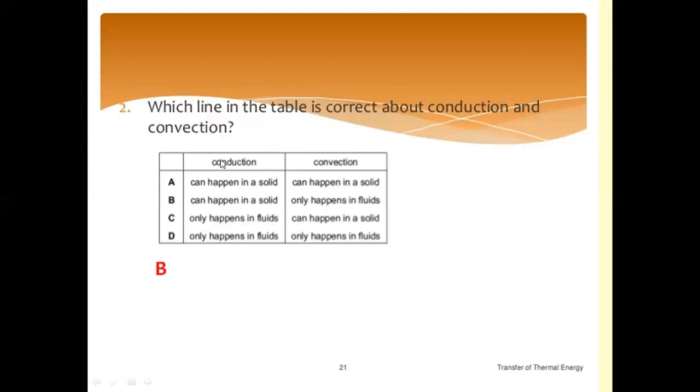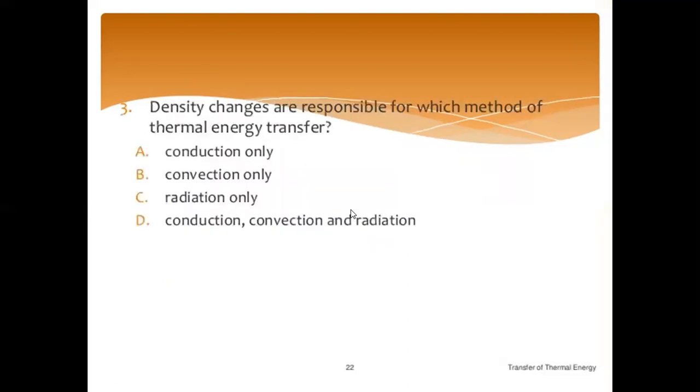Second question, which line in the table is correct about conduction and convection? A, can happen in a solid for conduction, for convection. B, for conduction can happen in a solid, for convection only happens in fluids. C, only happens in fluids for conduction, can happen in a solid for convection. D, only happens in fluids for conduction, only happens in fluids for convection. So the right answer is B. Conduction happens in solids and convection happens only in fluids, liquids, and gases.